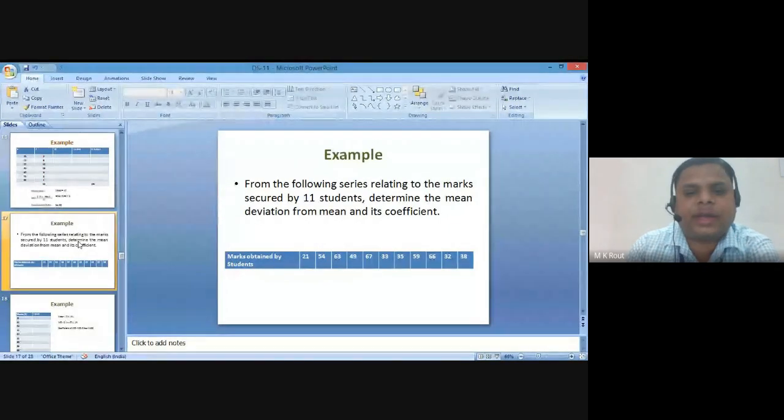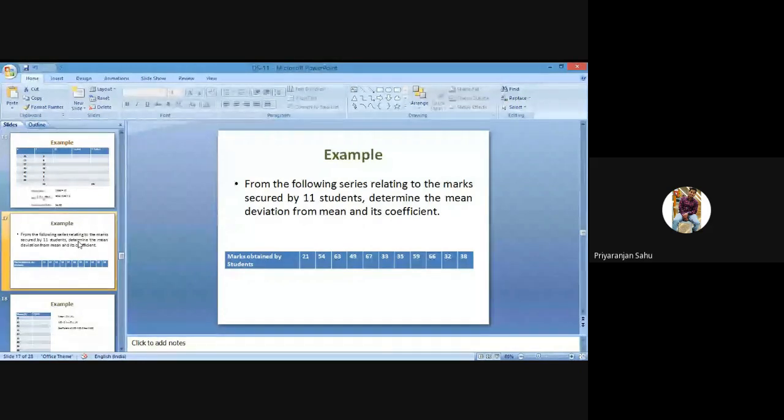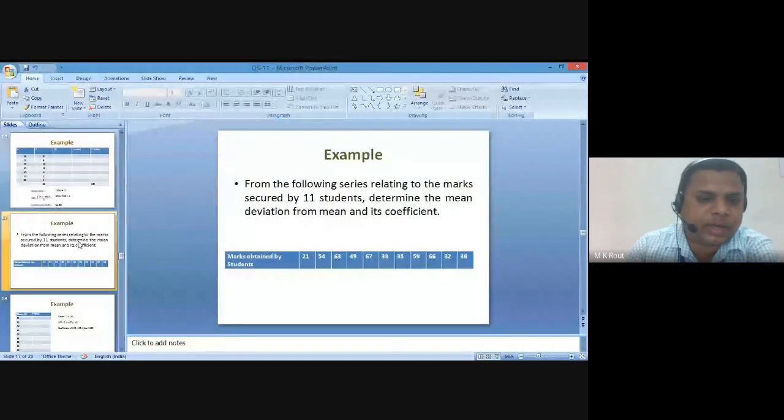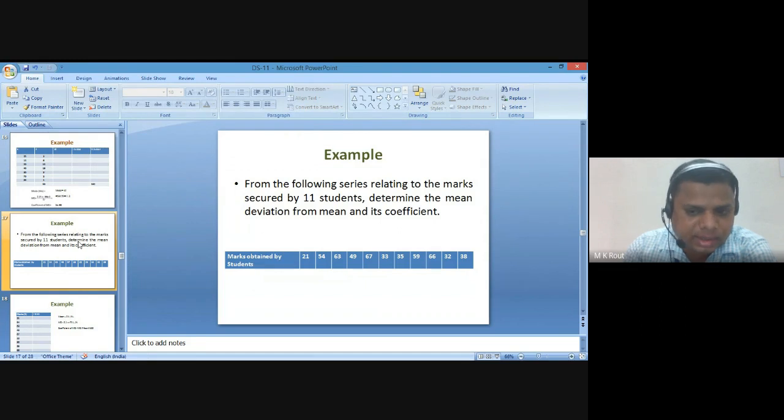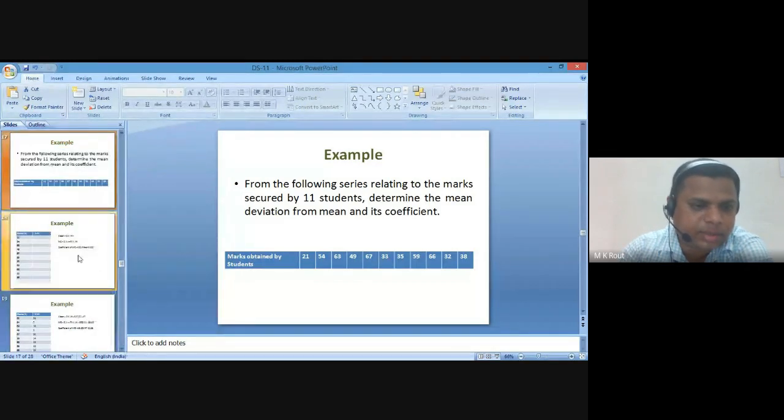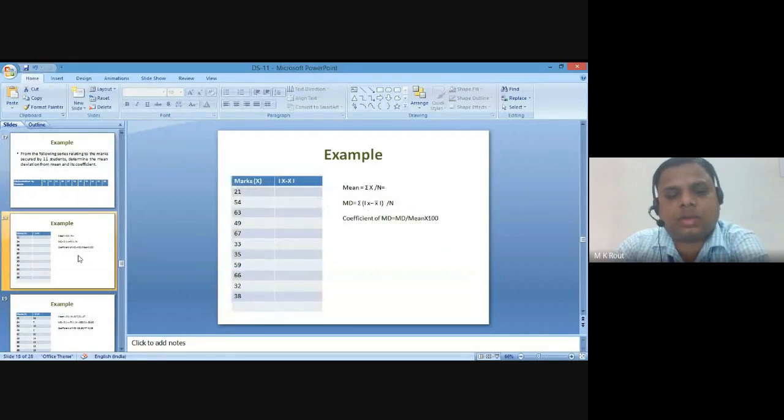So what is the value of n here? Anyone? 11, sir. Exactly, 11 is the value of n, the number of observations. So try to solve this one as per the given formula. First, you have to make a table. In the first table, you must maintain the x, that is 25, 54, 63, 49, 67, 33, 35, 59, 66, 32, and 38 respectively. For your convenience, I made these tables. Then in the second table, you add x minus x bar.